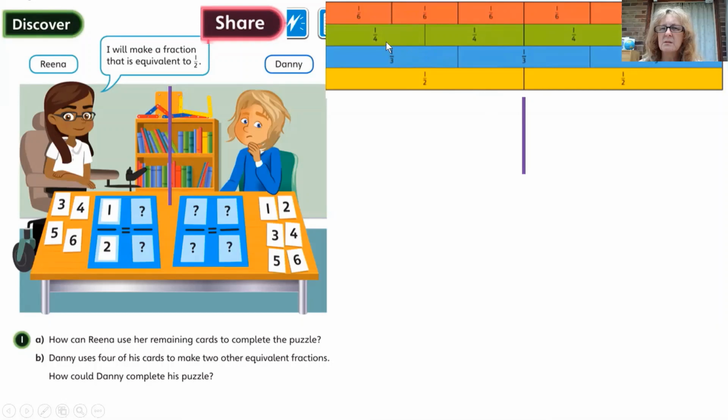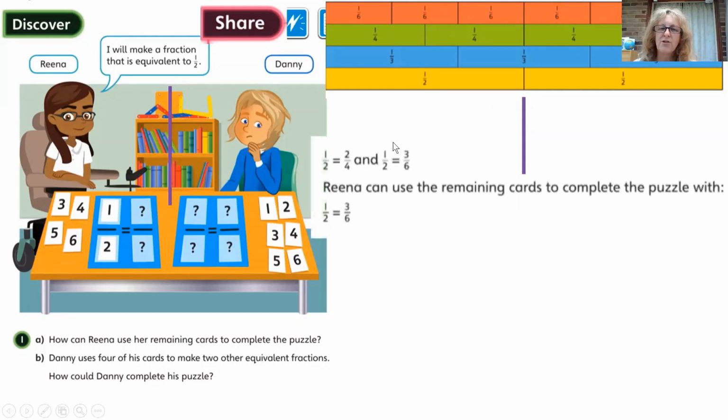Could be quarters, let me see, because that would go there. So if it's quarters, it would be 2 quarters. We've got the 4, which we could use as a quarter, but there's no 2 there, so it can't be 2 quarters. Can we see what it would be? Look at those numbers, look what's up there. Did you get it? We would have got 3 6. 3 6 is the same as half. And if we look at how many 3s are in 6, there are 2 of them, and that's why it's half.